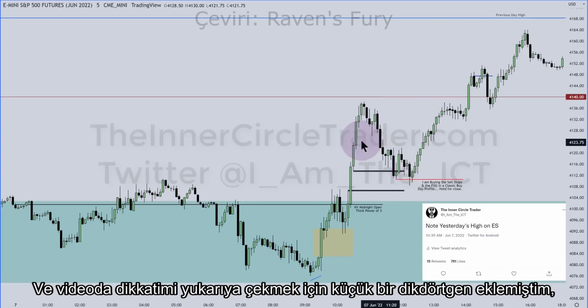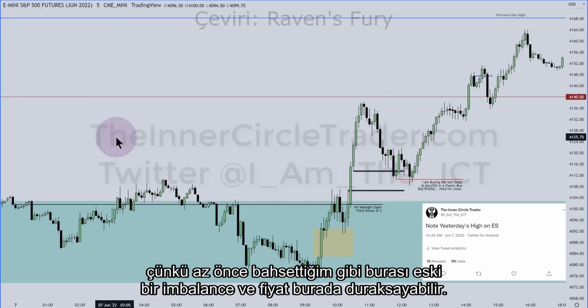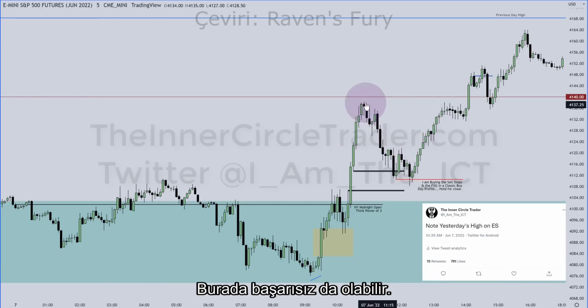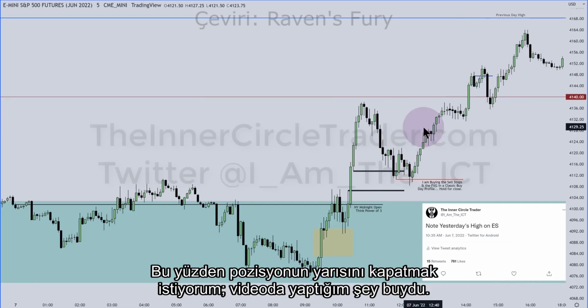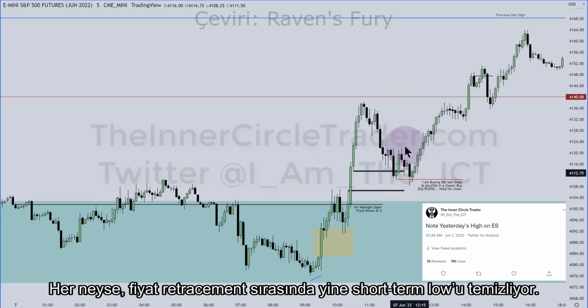Okay. And I gave you that small little rectangle up here, drawing my attention in the video here to go back to what I mentioned moments ago. That's an old imbalance, and it may stall here. It may fail here. It may just consolidate and then run for previous day's high on Wednesday. So I want to take half my trade off, which is basically what you saw me do. But anyway, it's taking out that short-term low on a retracement.